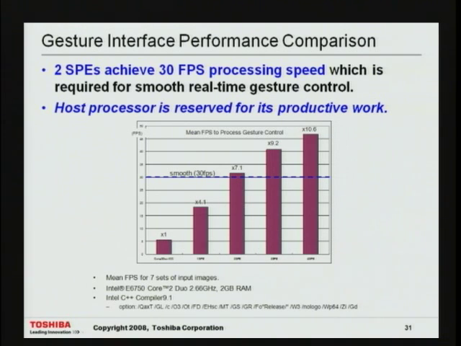And these numbers are relative performance to Quad 2 processor, one core. While SpursEngine is processing the gesture control interface, the host processor is free and can process its productive work in parallel.